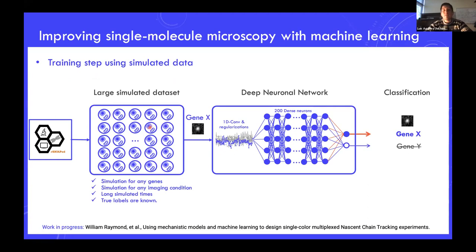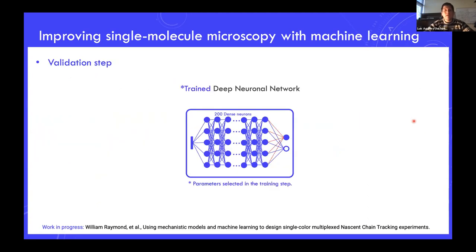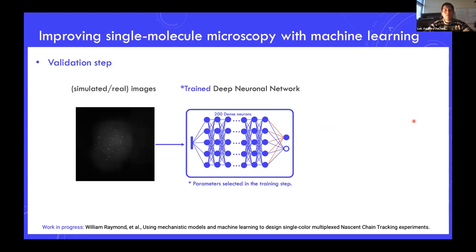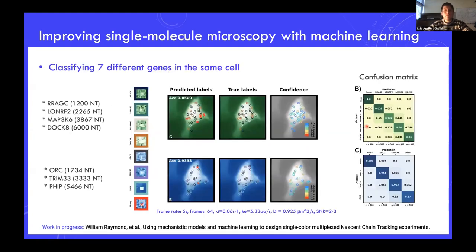In this training step, as we know the labels, we can basically train the network to learn the parameters. And in the validation step, once we have the trained neuronal network, we can pass real or simulated images and then get the specific classification of every spot in the image. At the moment, we are still at the point where we are using simulated images, but we are working to work with the real data.